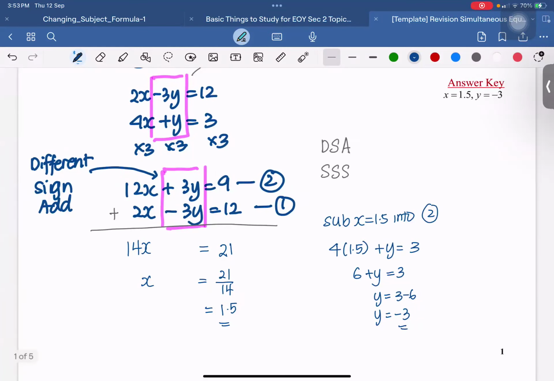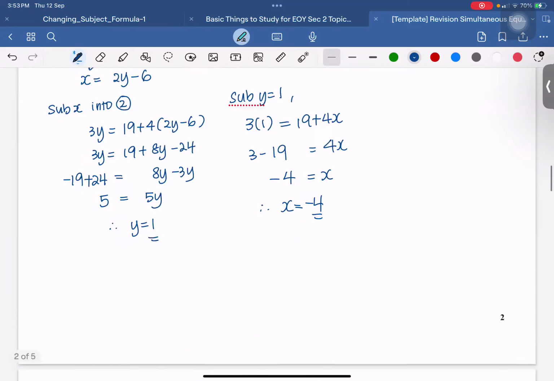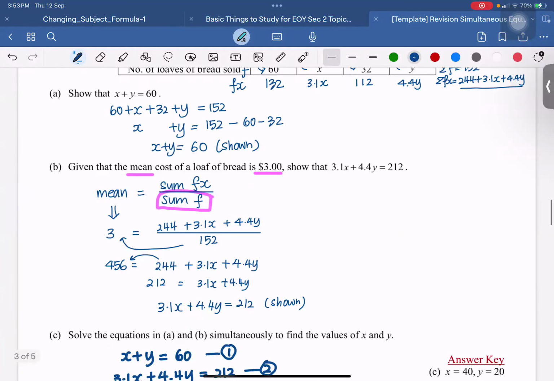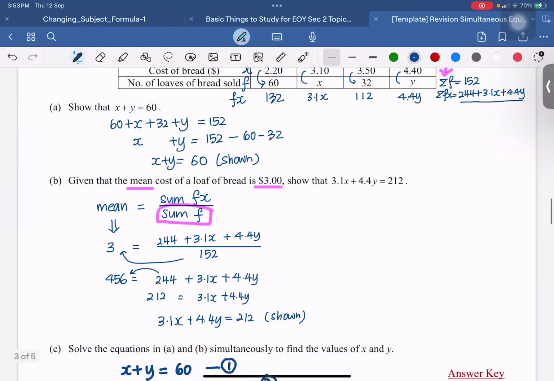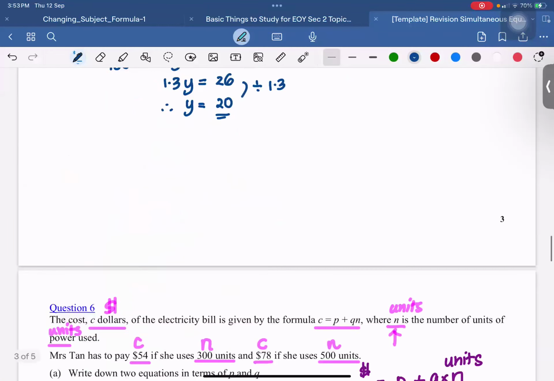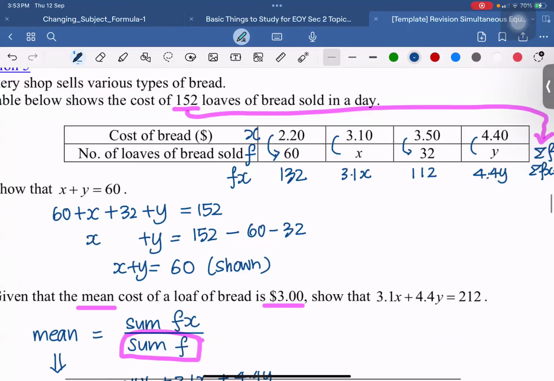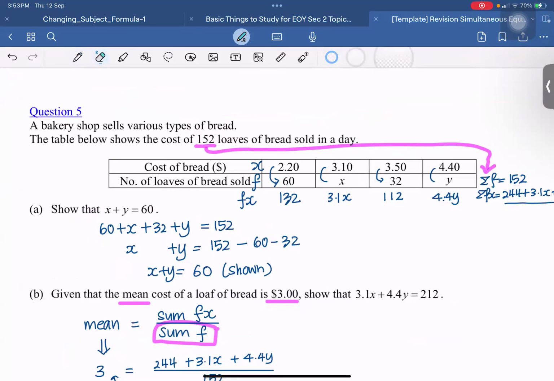Okay, so I think most of you can do simultaneous equations if you do enough practice. But the question type that you might find a bit difficult is this type of question over here. Since I only have 7 minutes left, I can only explain one question, so I'll just do question number 5. First part, how do I do this question?